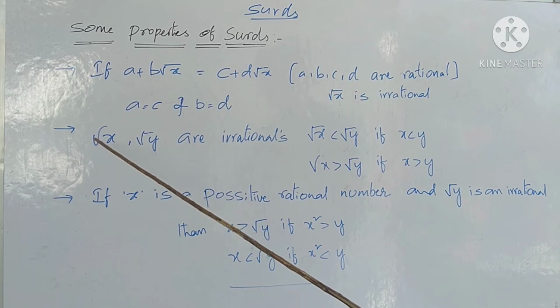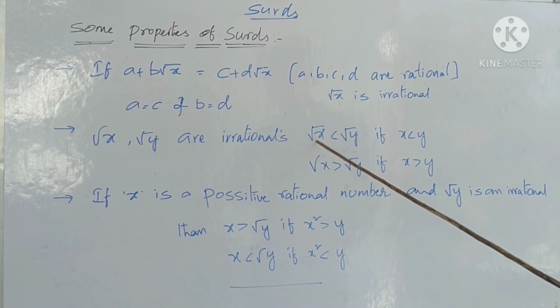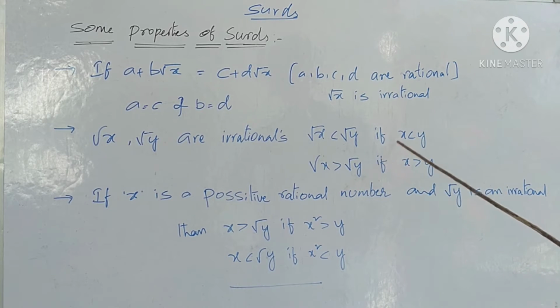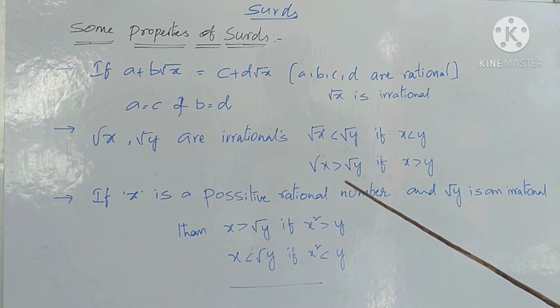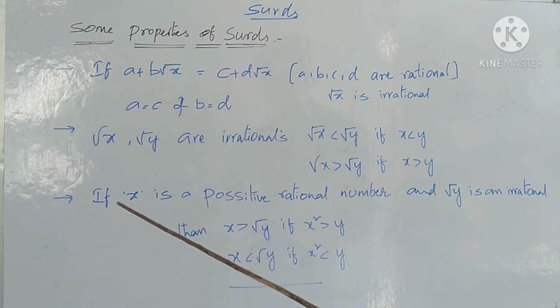Second one, root x and root y are irrationals. Then root x is less than root y if x is less than y, and root x is greater than root y if x is greater than y. These are very important conditions.